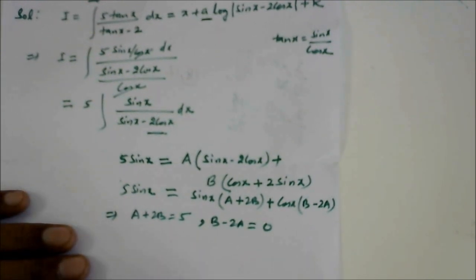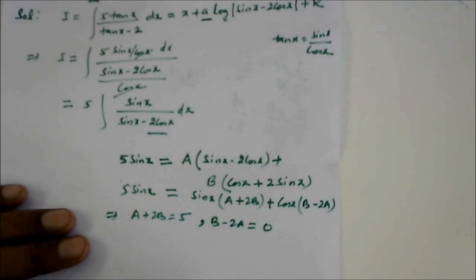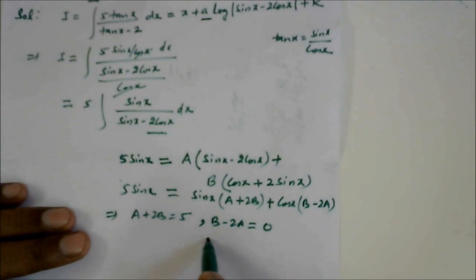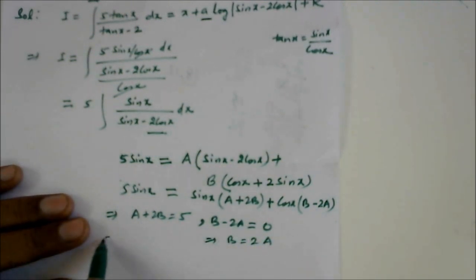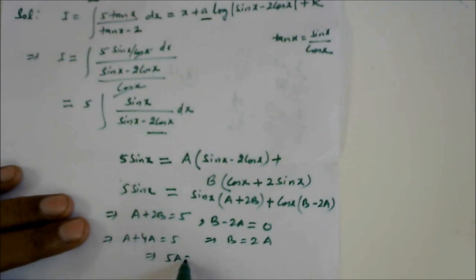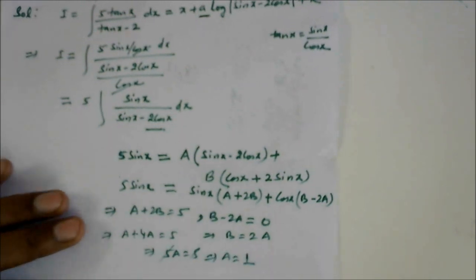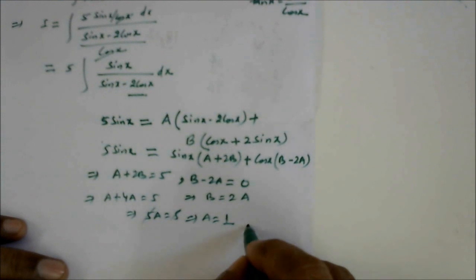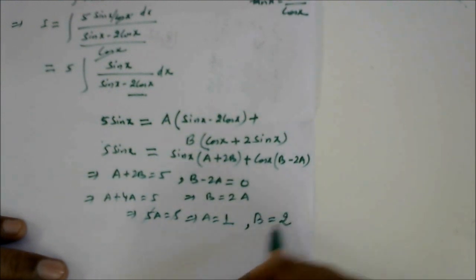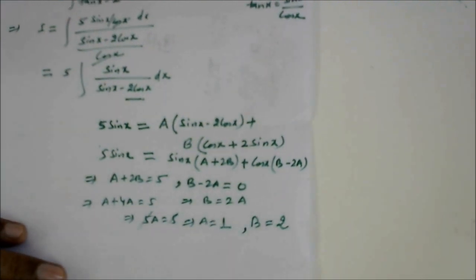Okay, so it means we have to solve for a and b here, right? So we will put b is equal to 2a. So here we will find a plus 2 into 2a, 4a is equal to 5, and this is giving us 5a is equal to 5. So a is equal to 1. Then b is equal to 2 naturally, because 2 into 1.